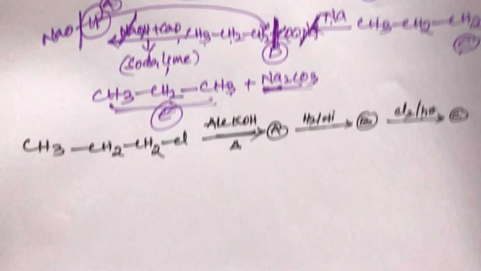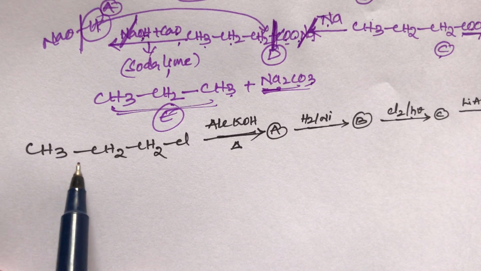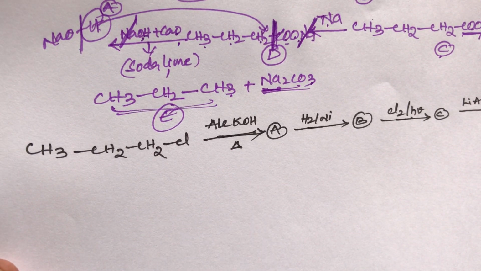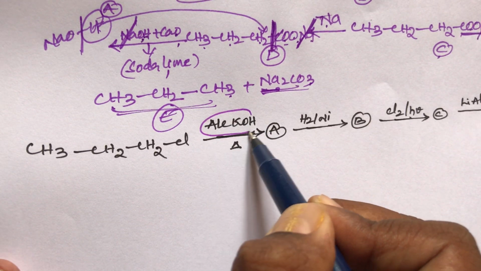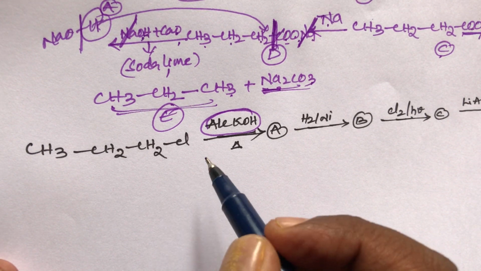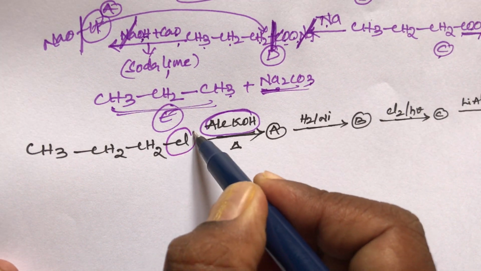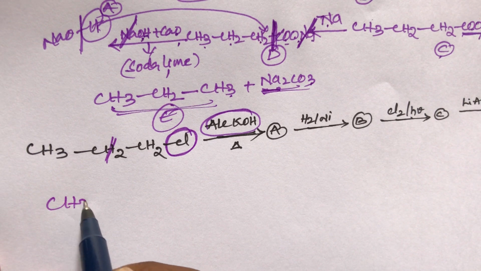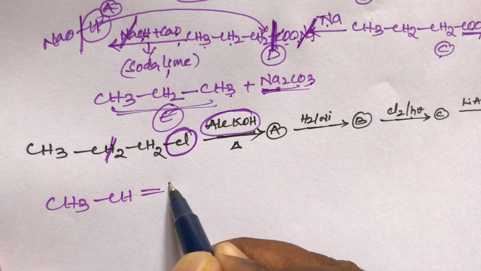Now take one more example, student. Same thing, propyl chloride CH3 CH2 CH2Cl reacts with alcoholic KOH to give a compound. What is the role of alcoholic KOH, student? This alcoholic KOH acts as a dehydrohalogenation agent. Dehydrohalogenation means removal of one hydrogen and one halogen from adjacent carbons. Halogen is taken from this carbon, hydrogen from this carbon. We get the product CH3 CH double bond CH2.